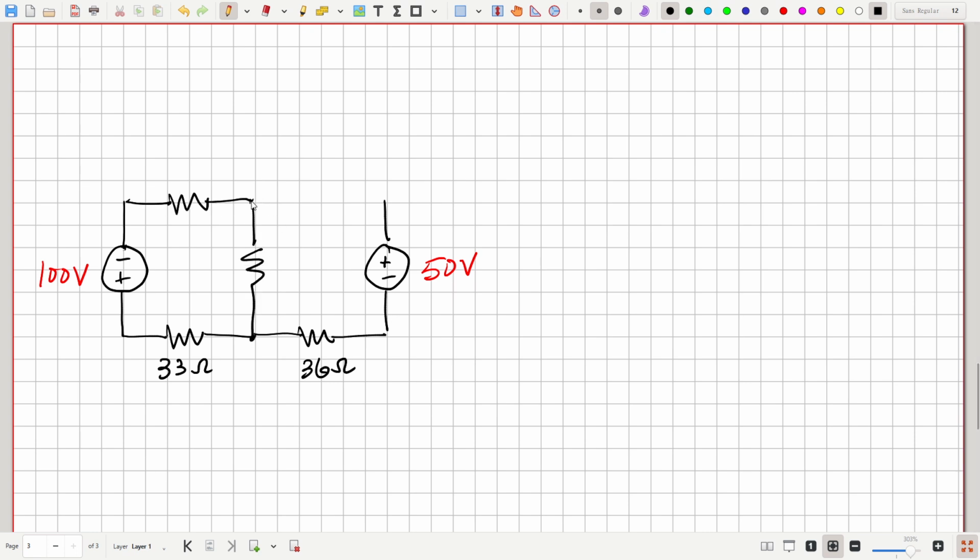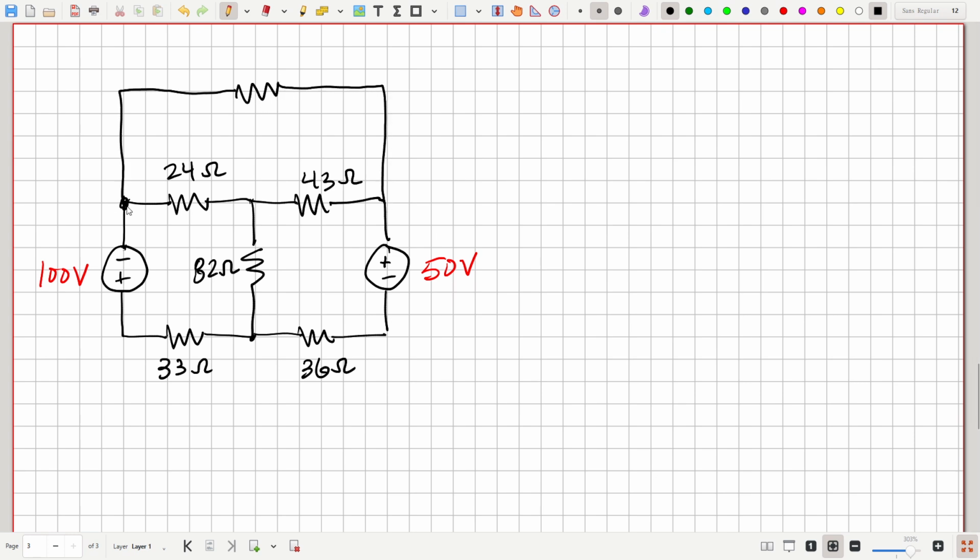Put these resistors in here. This is 24 ohms. Those are 43 ohm and 82 ohm resistor. And then we had this resistance up here. This was 20 ohms. And we're told to use this as our reference node.